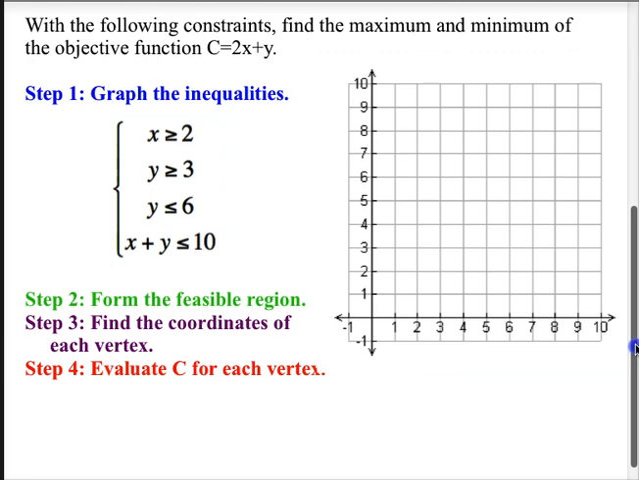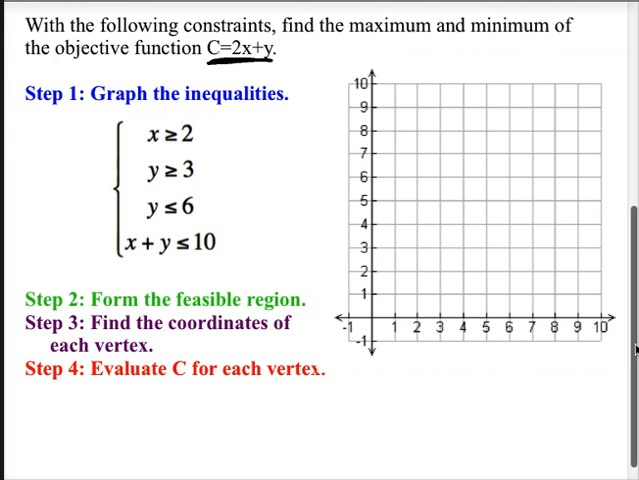So what the problems end up looking like is something like this. You'll have a set of inequalities that you have to graph and find the feasible region. And you'll have the objective function that you're trying to maximize or minimize. All right. So let's get graphing.